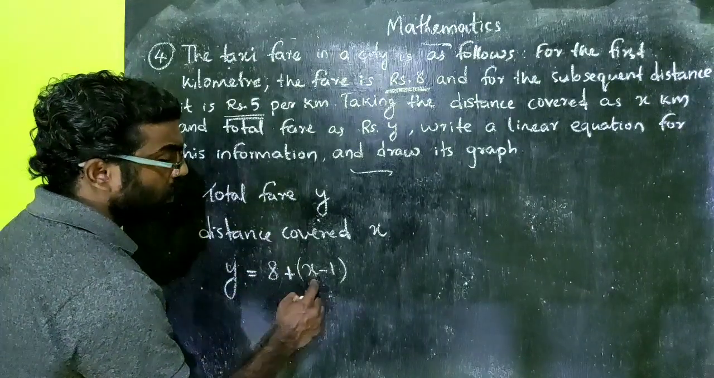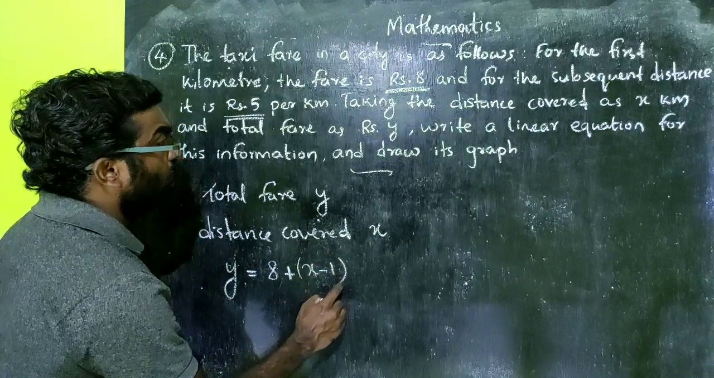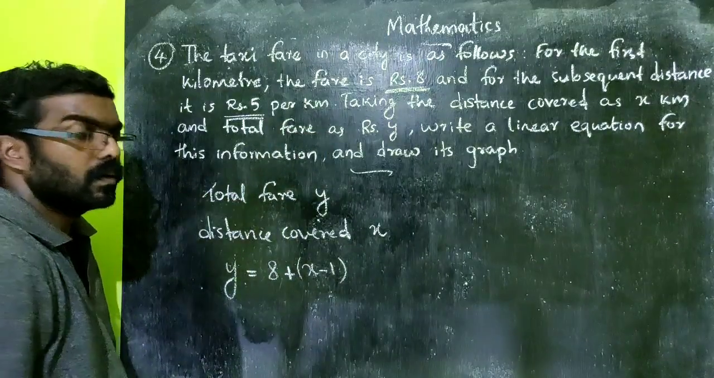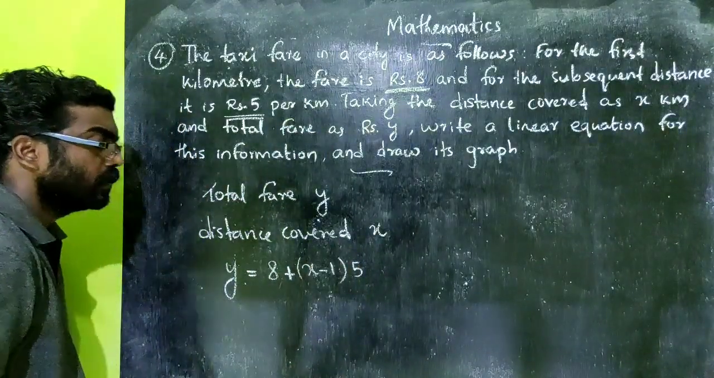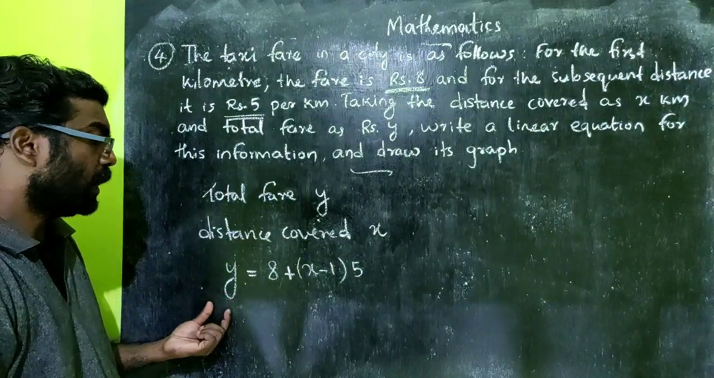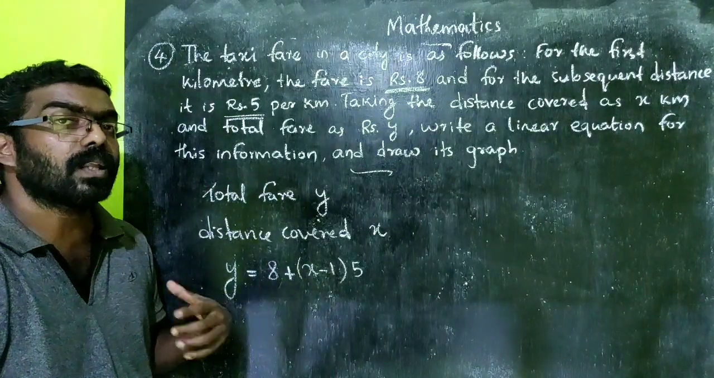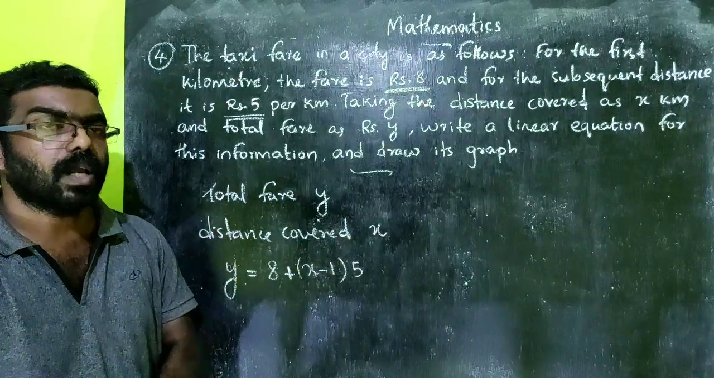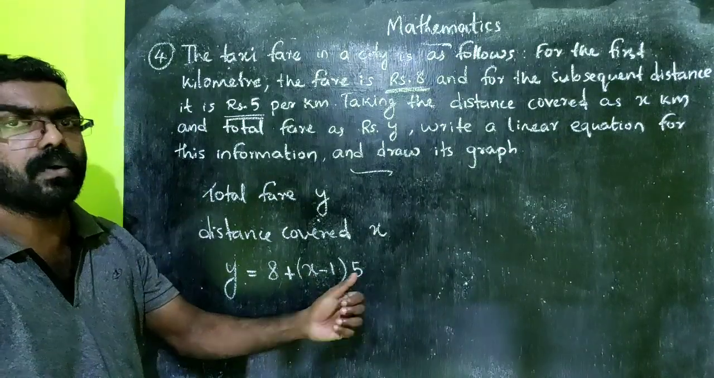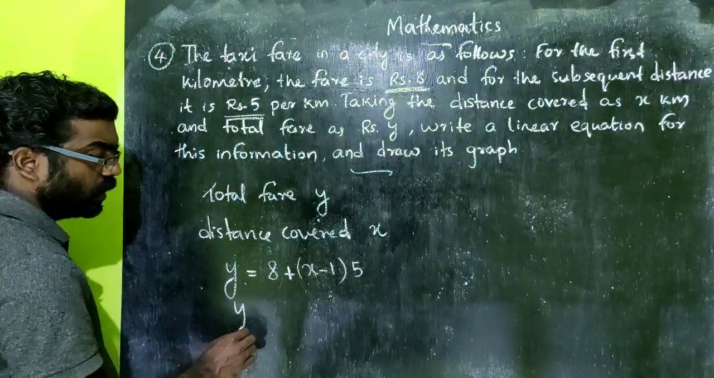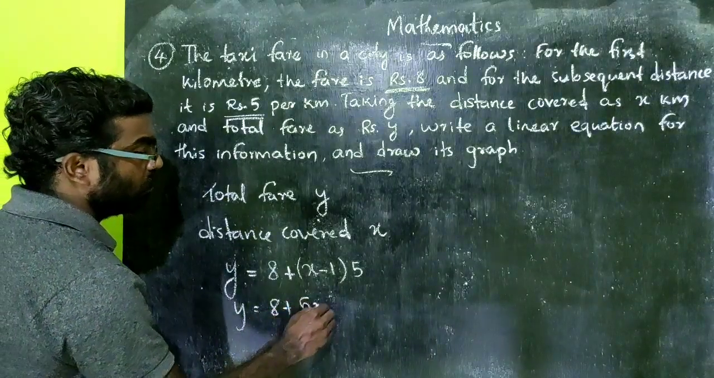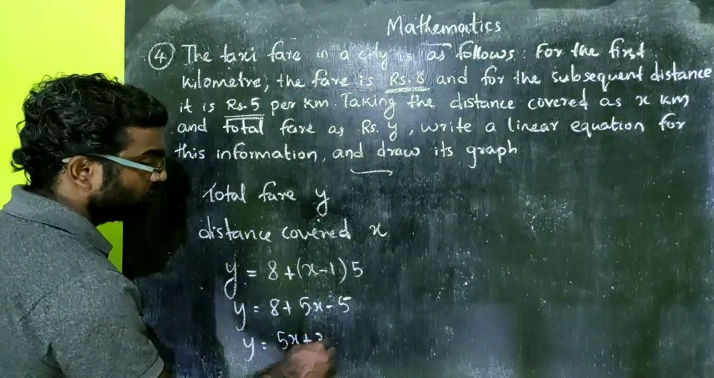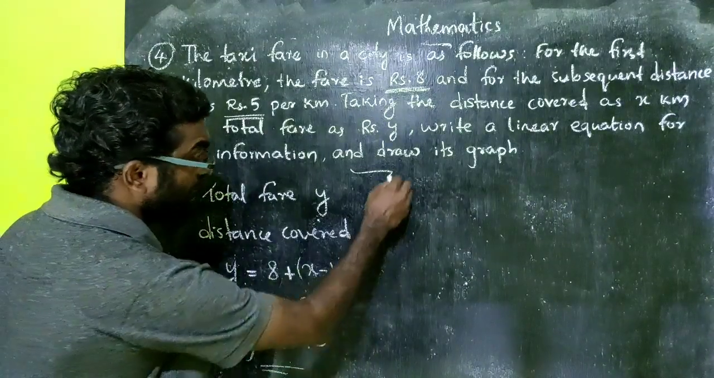So 8 plus (x minus 1) into, and for the subsequent distance the fare is what? Rupees 5 per kilometer. So into 5. Clear? y is the total fare, which is equal to 8, where 8 is for the first kilometer. That's why we subtract 1 from the total distance x. So 8 plus (x minus 1) into 5. Now we can multiply. y is equal to 8 plus 5x minus 5. That is y is equal to 5x plus 3. Or we can rearrange this one.